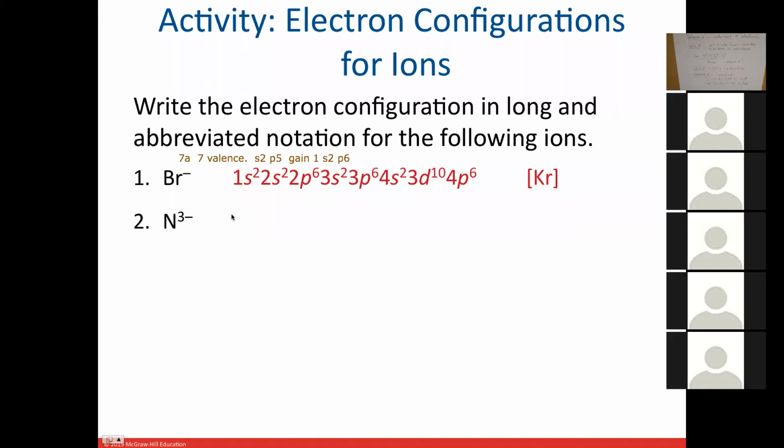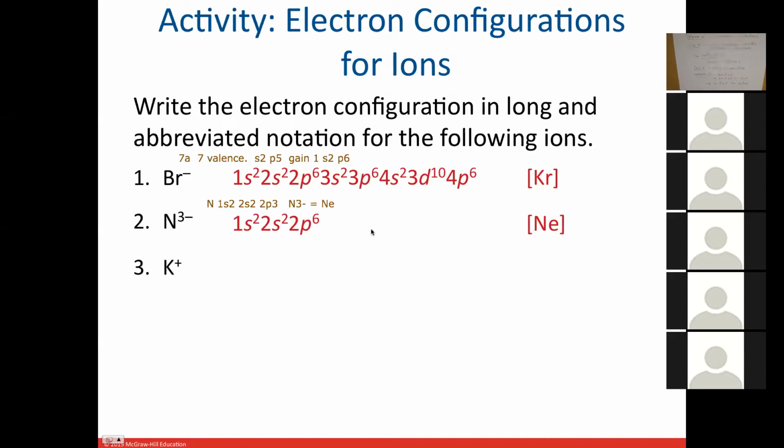What about nitride? So let's try again. Nitrogen has 7 electrons, 5A. 1s2, 2s2, 2p3. And if I gain 3, what am I going to be? Neon. Yeah, N3 minus equals neon. There we go, neon.